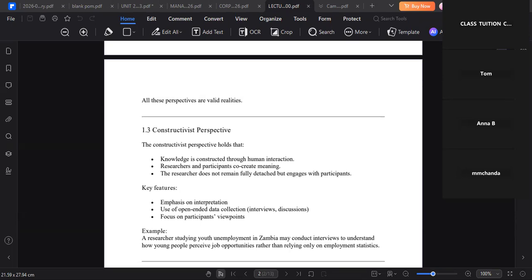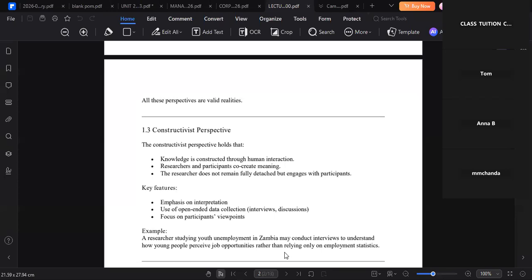All right. So we're talking about the constructivist perspective. The key features are that there's an emphasis on interpretation, and there's use of open-ended data collection through interviews and discussion. So this approach relies mainly on interactions and flexibility, where you have in-depth interviews, focus groups, and observations.